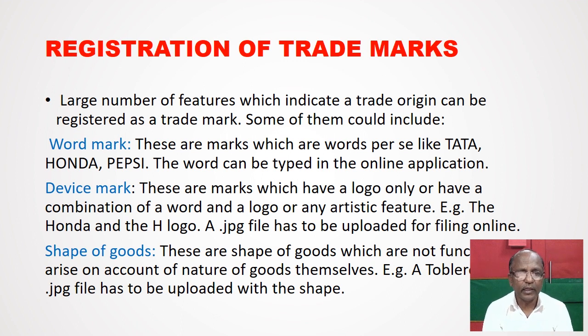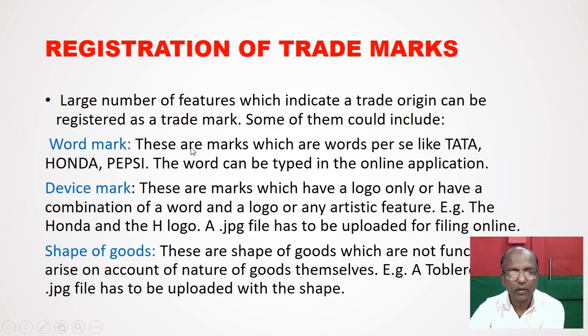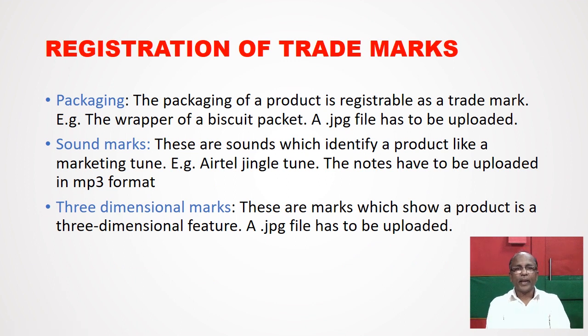Another feature you can register is shape of goods. These are shapes of goods which are not functional or do not arise on account of the nature of the goods themselves. For example, a tubular one bar; you are required to again upload the file with the shape also. Next is packaging. The packaging of a product is registrable as a trademark, for example, the wrapper of a biscuit packet, and you are required to again upload the JPG file of that particular wrapper.